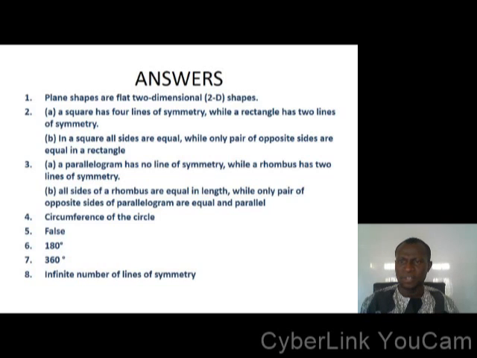Number A: a square has 4 lines of symmetry, while a rectangle has 2 lines of symmetry. As you can see, a square has 4 lines of symmetry and a rectangle has 2 lines of symmetry. You can see the difference between the two of them. Then B part: in a square, all sides are equal, while only the opposite sides of a rectangle are equal. But in a square, all sides are equal.